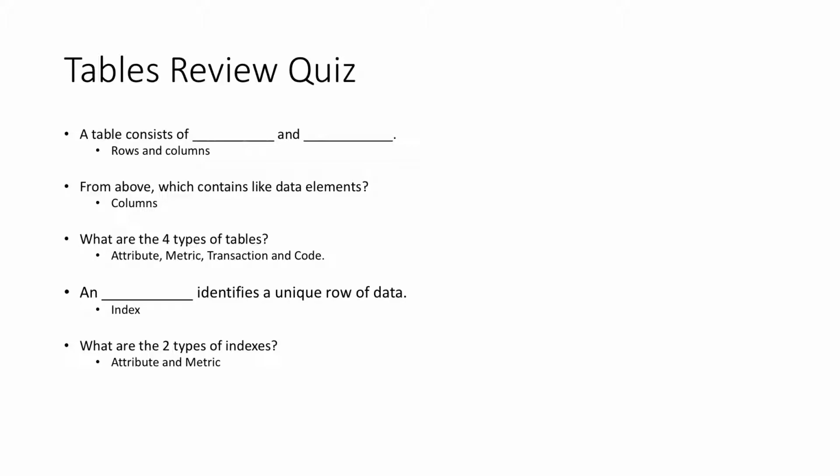For the code tables, they're normally just going to have a 1 column index, and for transaction tables, you'll have more than 1 column that could make up an index as well. Okay, which type of index usually consists of 1 or more columns? And I just kind of gave that answer away. That is a metric table.